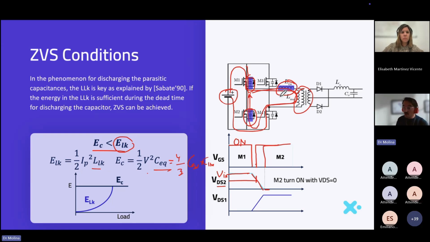at the point that you want to reach zero voltage switching, because the zero voltage switching depends on the energy. That means that it depends on the current, so at the end it depends on the output power. That means that you can get zero voltage switching maybe at full load for sure. This is the load and this is the energy.